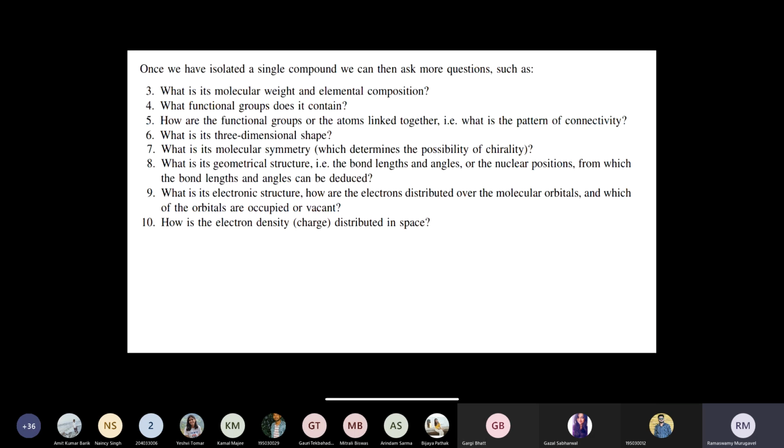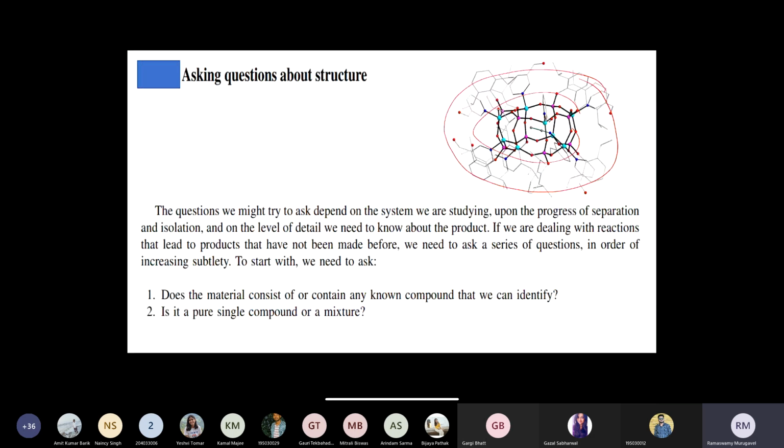Okay, this points to what one should know, the questions one should ask before even embarking on this exercise of determining the structure of compounds. Okay, I'm just going to run through this again.